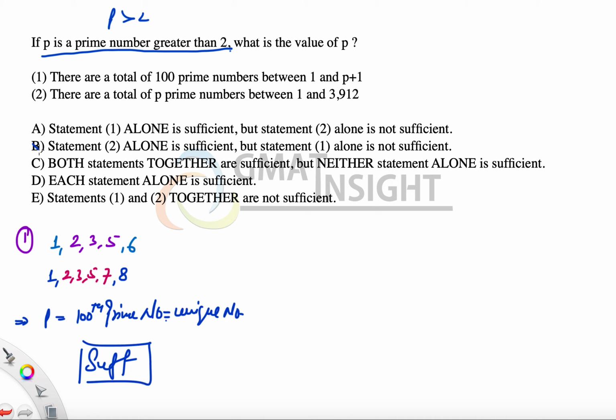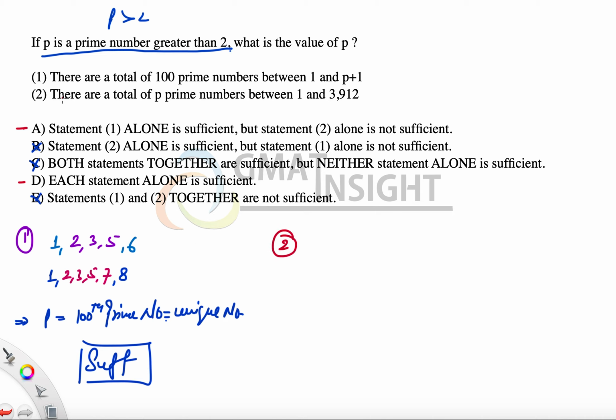Having said that, we can straight away eliminate 3 options, which are B, C and E. We are left with only 2 choices, and the 2 choices are A and D. That means either each alone is sufficient to answer the question or first alone is sufficient to answer the question. I hope you have now understood that whenever we come across a situation in which the number is substantially big, you should just assume that number to be slightly smaller and then figure out what would be the meaning of the same statement if the number was slightly smaller.